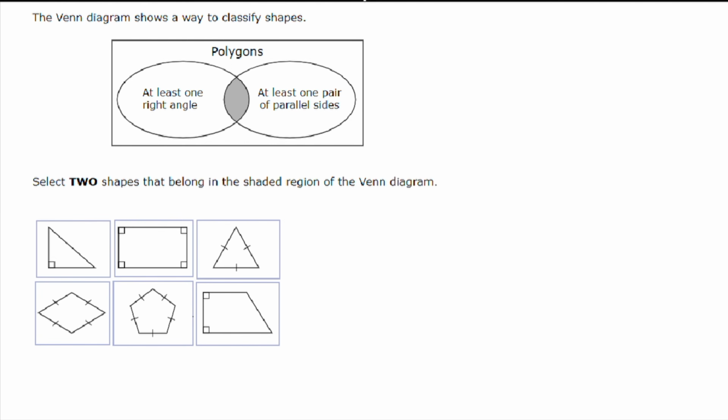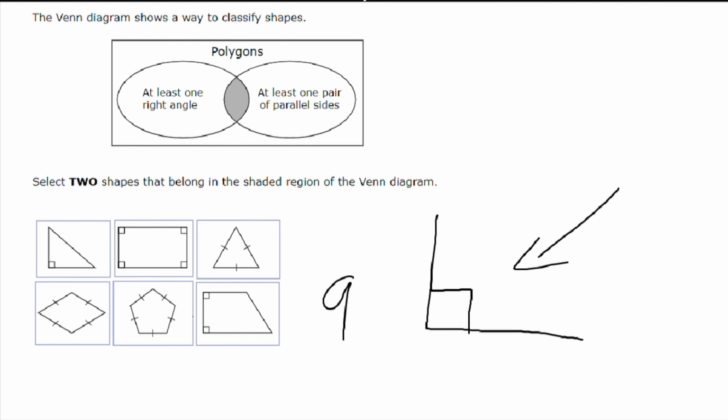Let's start with the right angle. What is a right angle in the first place? A right angle is going to be an angle that is 90 degrees. This angle right here is 90 degrees. All right, so we're looking for these tiny squares.